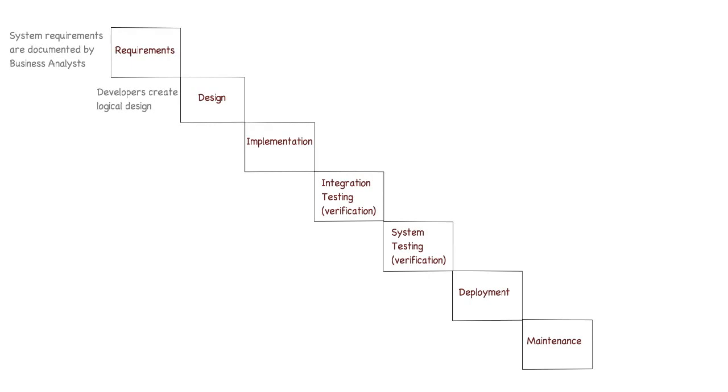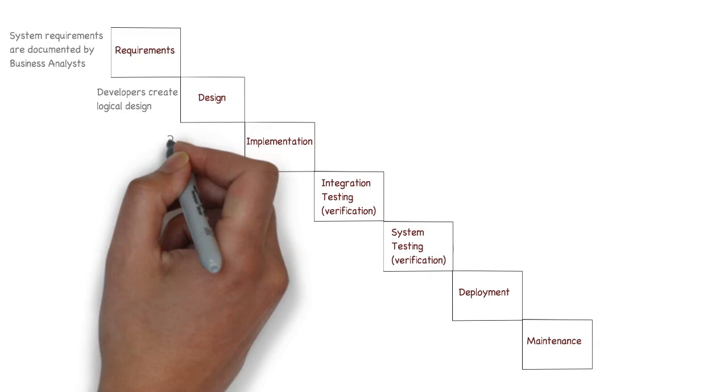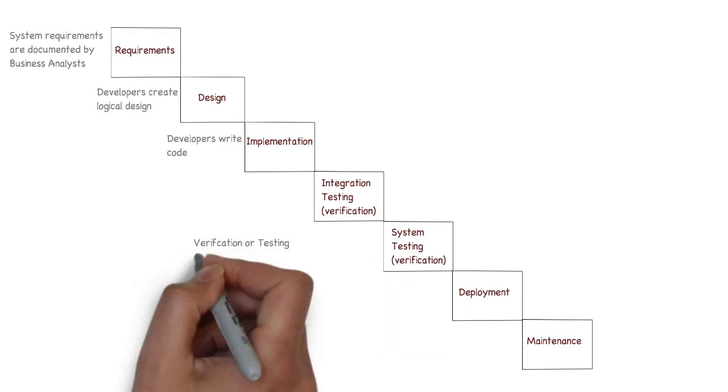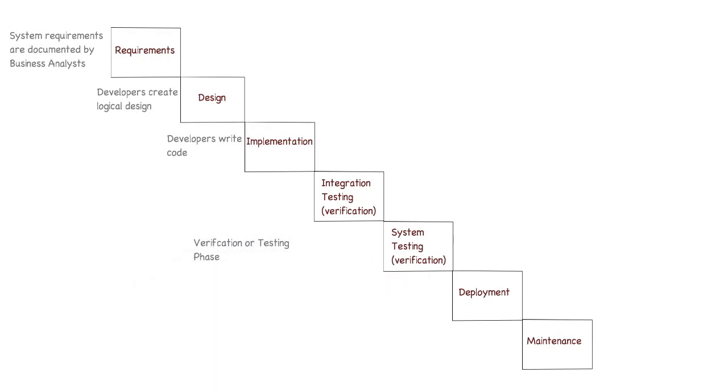The next phase is known as implementation phase. In this phase, the developers actually write the code to implement the software system based on the requirements and design which were completed in the preceding two phases. Then comes the verification phase. In this phase, the testers or the quality assurance team tests the software system to ensure that it meets the requirements which were documented in the very first phase.